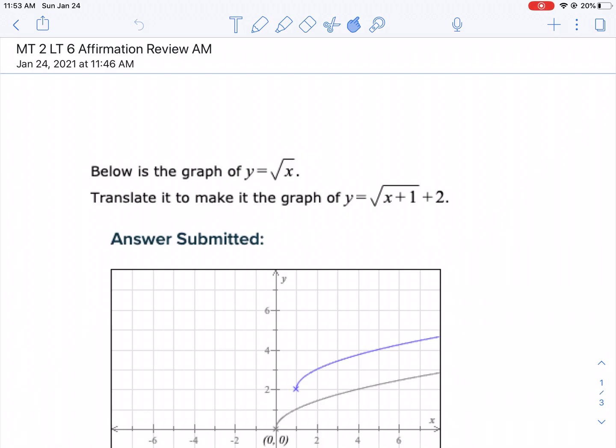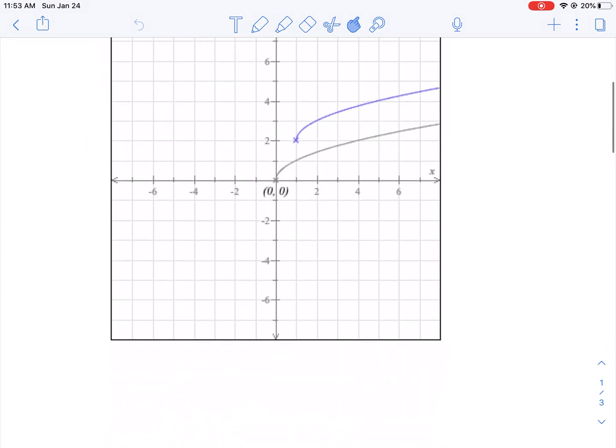Here's a review of your MT2 LT6 affirmation. We're going to take a look at the first problem here.